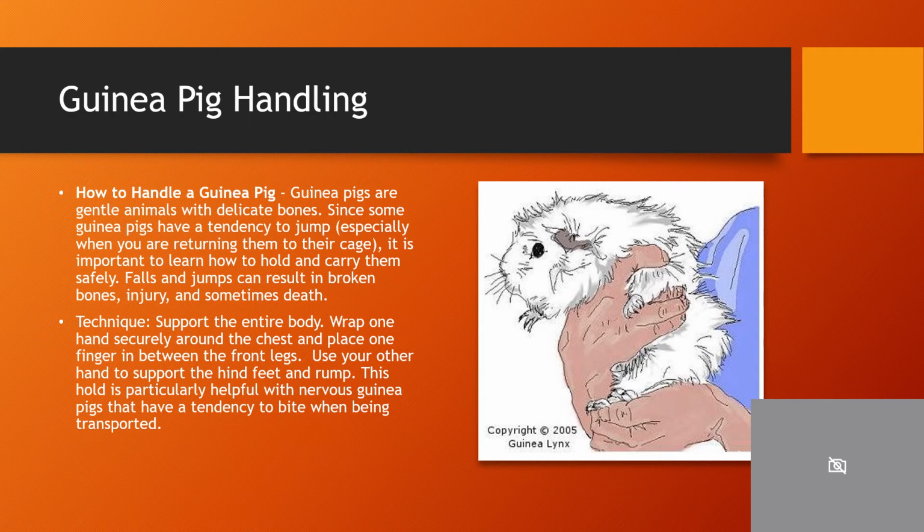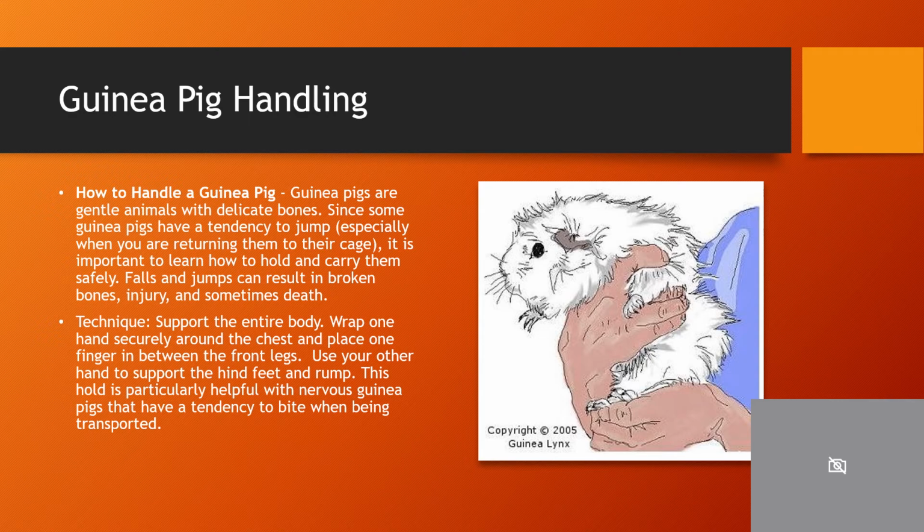Guinea pig handling. They're gentle animals with delicate bones. Some do have a tendency to jump, especially when you're returning them to their cage. It's particularly important you learn how to hold and carry them safely. Falls and jumps can result in broken bones, injury and sometimes death. We should support the entire body.